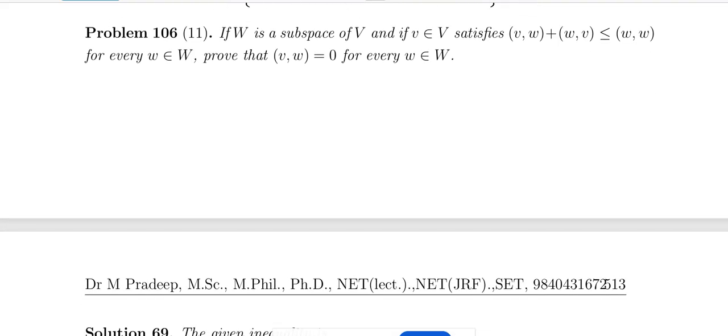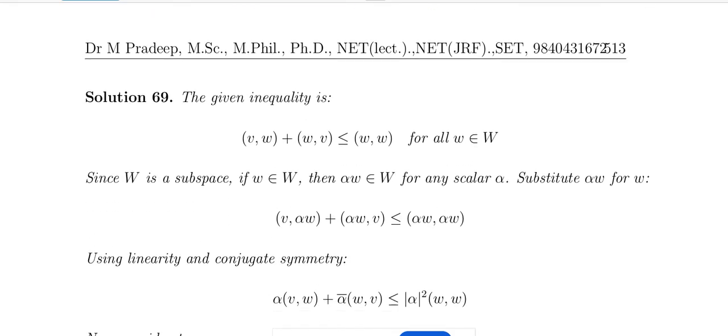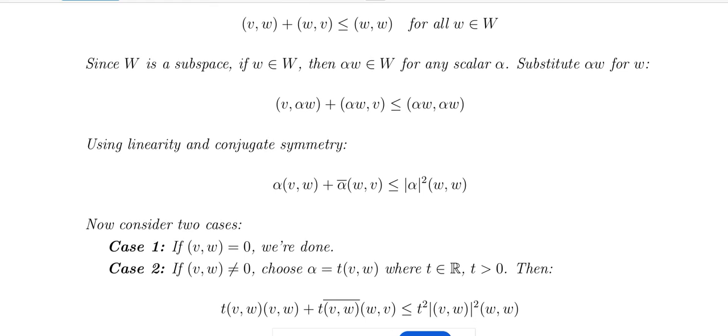Okay, and W is a subspace of V. V belongs to V, satisfying the condition that the inner product of V, W is less than or equal to the inner product of W, W, for every W belongs to W. Then the inner product of V, W equal to 0. V, W equal to 0 for every W belongs to W. In the case where W is a subspace of V and V belongs to V, then this is less than or equal to something for all W belongs to W.